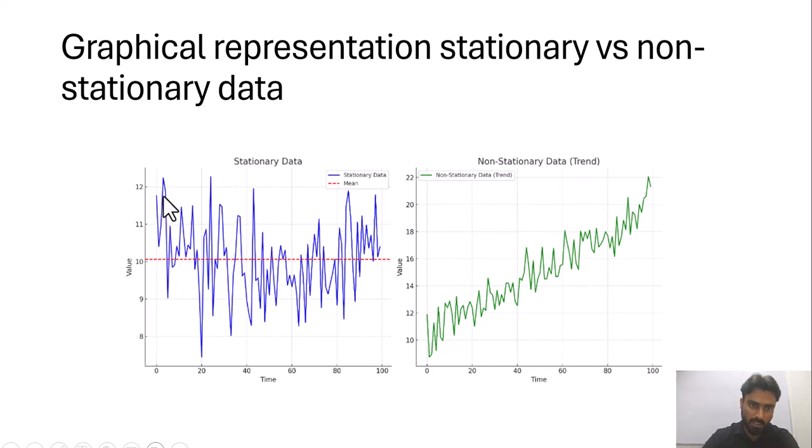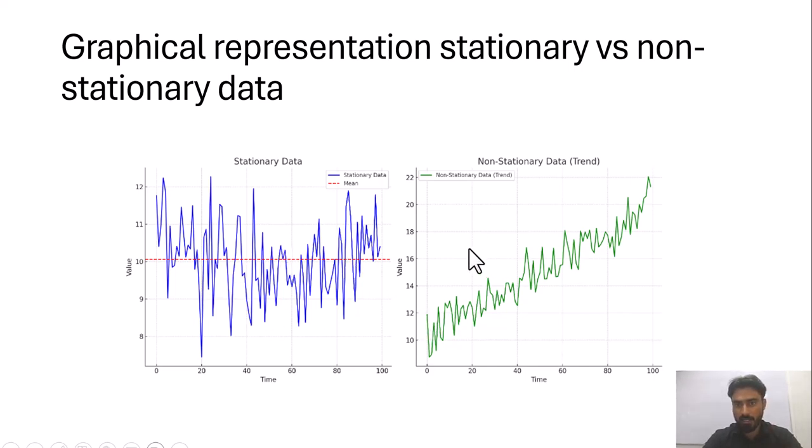There are some values which are above the mean, and there are some values which are below the mean. Similarly, here you can see that there are some values below the mean and some values above the mean. So when we sum up these values, the remaining result will be 0. The positive and negative will cancel each other and we will come to the mean value. So this data set is said to be stationary data.